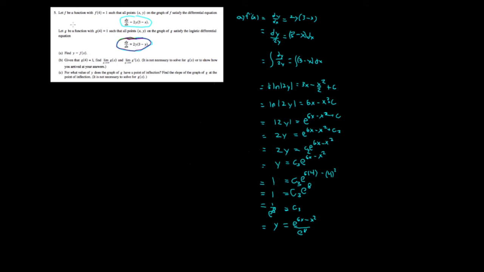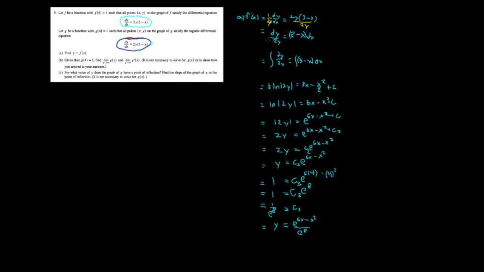So in the problem they give us f prime of x, which is dy over dx equals 2y times 3 minus x. So the first thing we need to do here is divide both sides by 2y so we can separate the variables and get the y on one side and the x on the other side. So multiply by 1 over 2y, divide by 2y, same thing. So what you get then is dy over 2y equals 3 minus x dx.